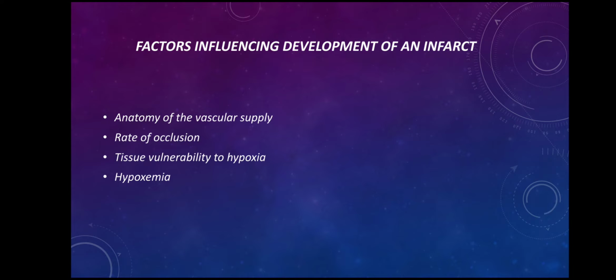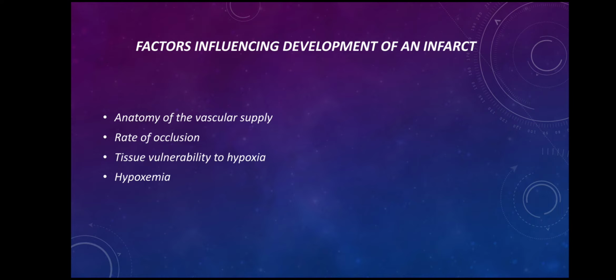Second is the rate of occlusion. If the rate of occlusion is very fast, then there will be no time for the development of collaterals, so there will be rapid formation of the infarct. While if the rate of occlusion is slow, it gives time for the development of collaterals, and infarction will be delayed.